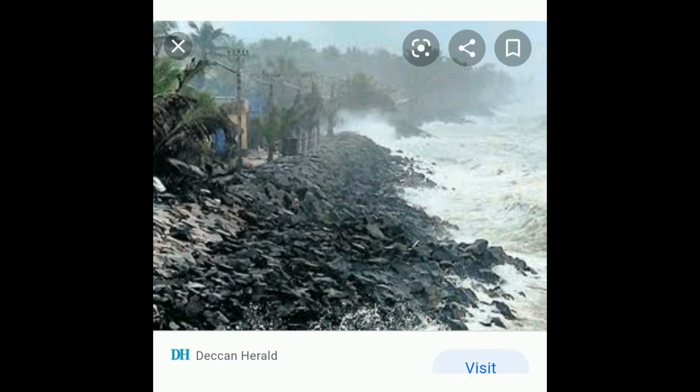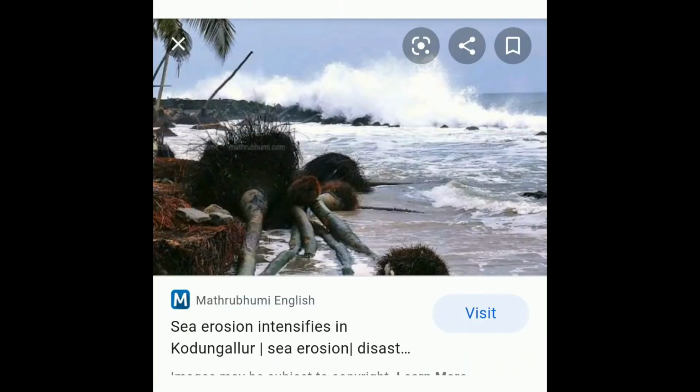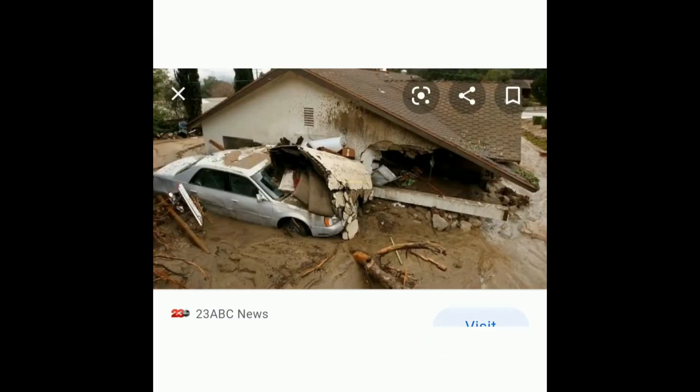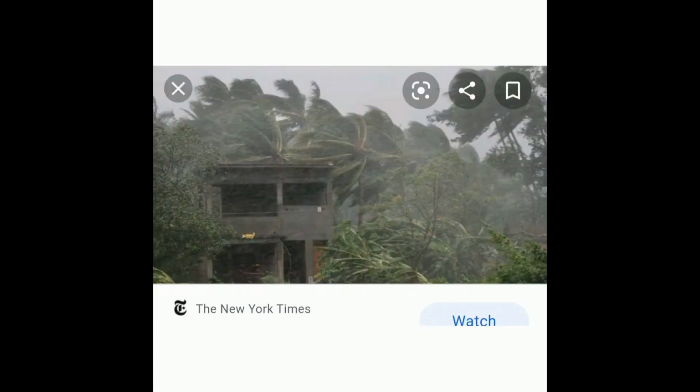Then the next one is coastal erosion. Mangroves should be conserved. Plants having fibrous roots should be planted. We studied about fibrous roots and tap roots, right? Fibrous roots. Examples are grasses. We say that we cannot control natural disasters, but we can be alert and lessen their effects through rescue operations.